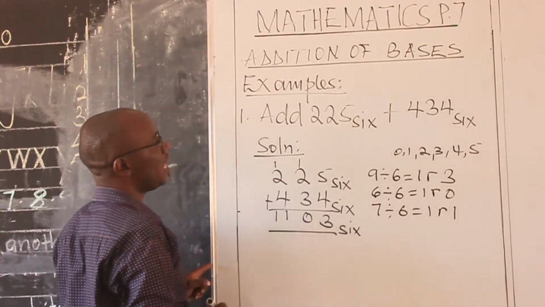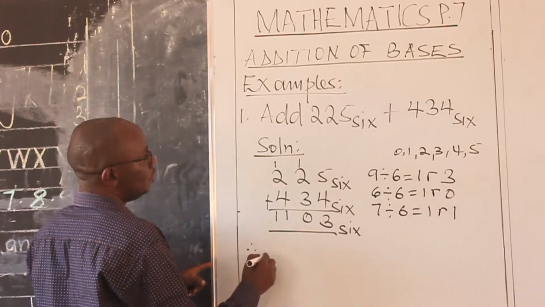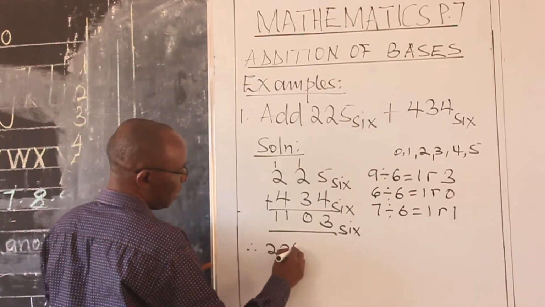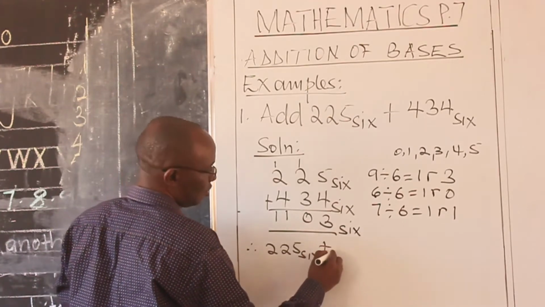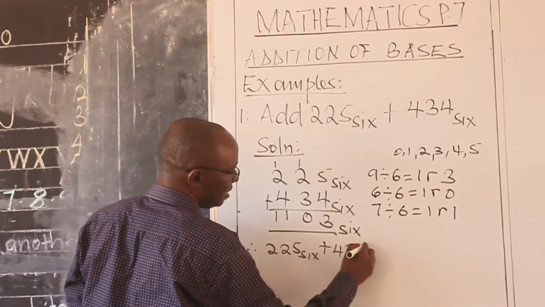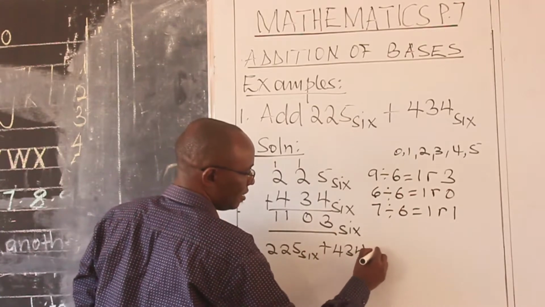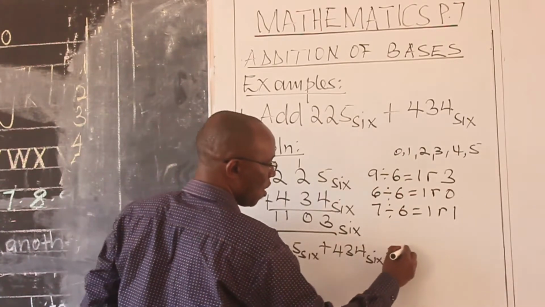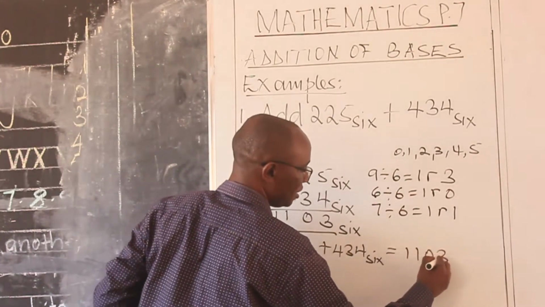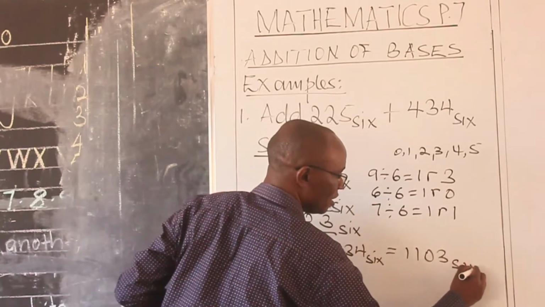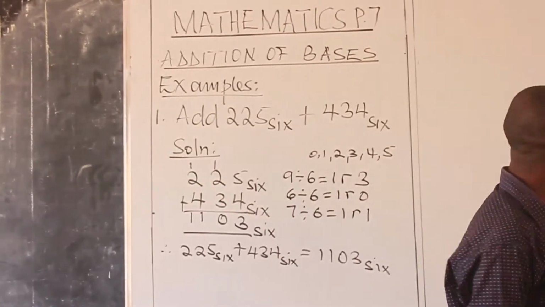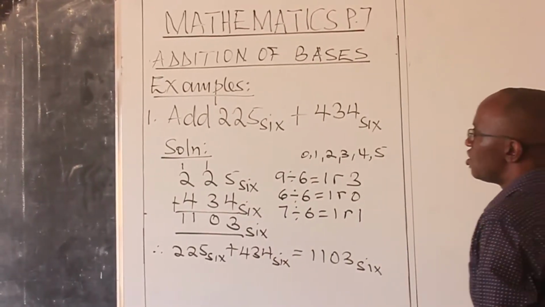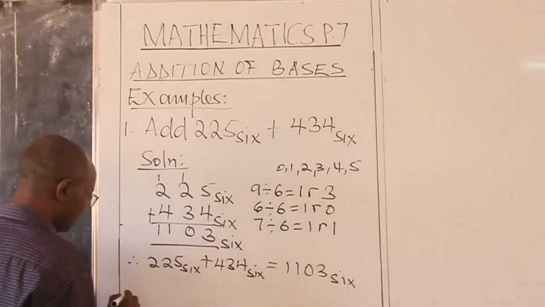But you can conclude and say, therefore, 225 base 6 plus 434 base 6 is equal to 1103 base 6. So that is our final answer. I think you must have understood that question. So now let us go to the second example.